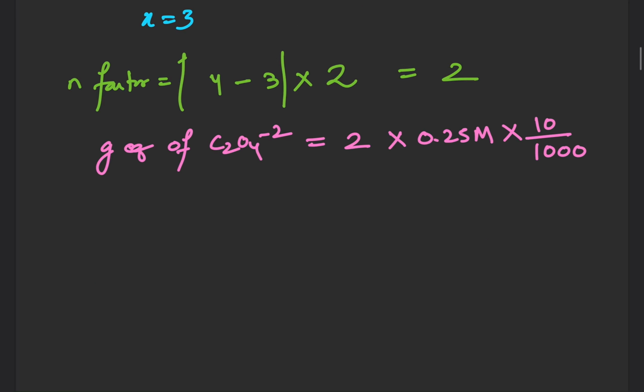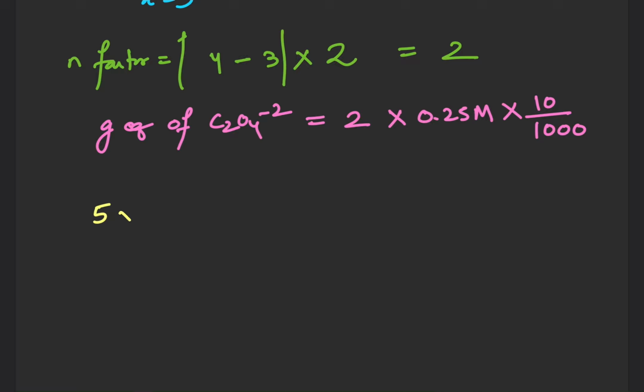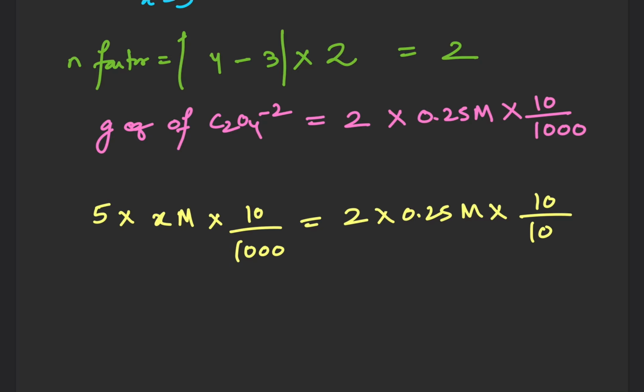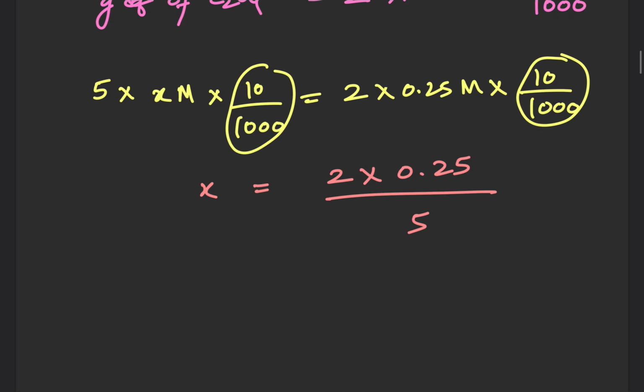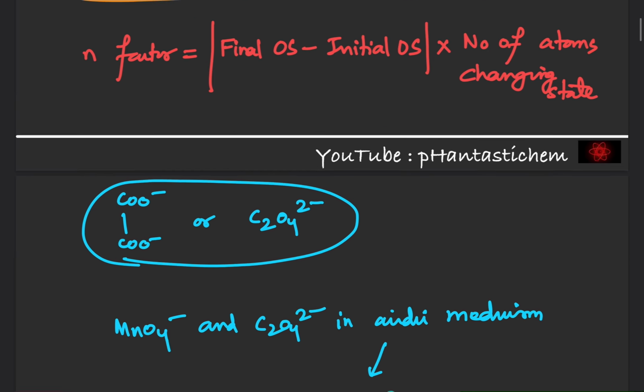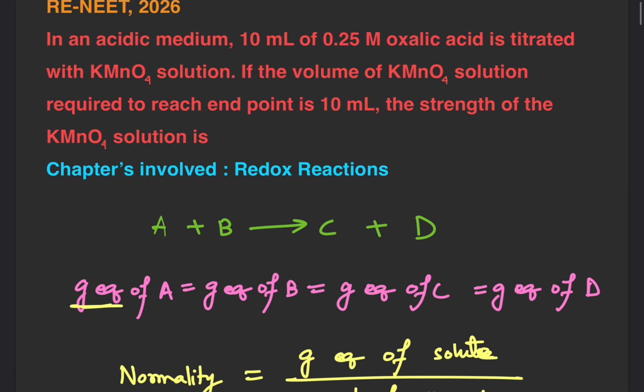At the end point, both of their gram equivalents are equal. So I can write 5 into x molar into 10 by 1000 is equal to 2 into 0.25 molar into 10 by 1000. This gets cancelled. So x is equal to 2 into 0.25 divided by 5, which comes out to be 0.1 molar. Therefore, the strength of the KMnO4 solution is 0.1 molar. Thank you.